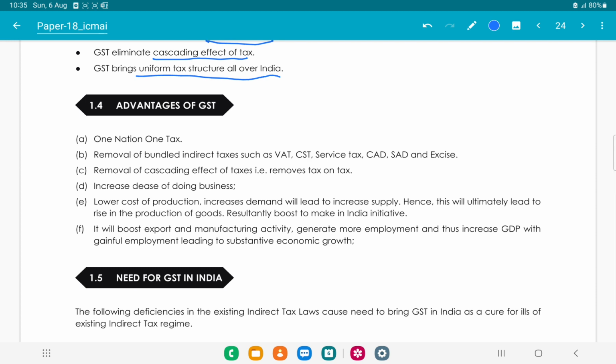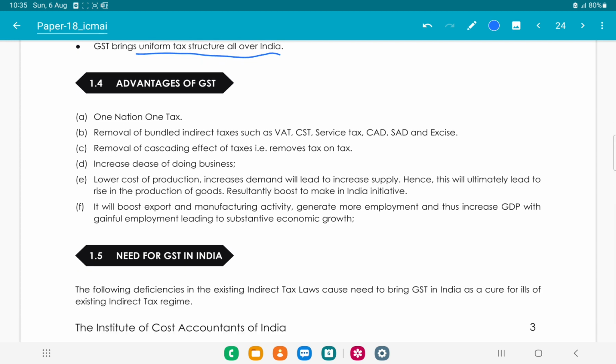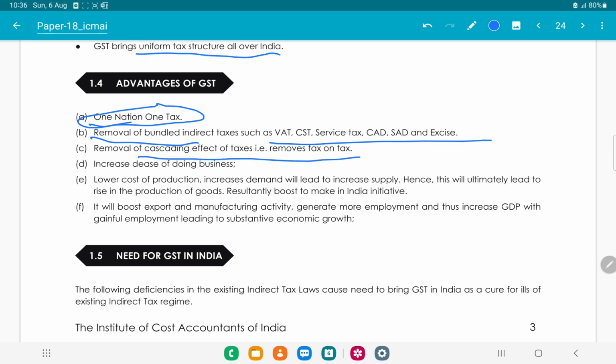Advantages of GST. This will be our last topic of the day today. Considering the coverage, we will continue in the next series. So what is the advantage? One nation, one tax. We saw this. It is a removal of bundled indirect taxes like VAT, CST, service tax, CAD, SAD, excise. Removal of cascading effect, removal of tax on tax. The increase in ease of doing business.